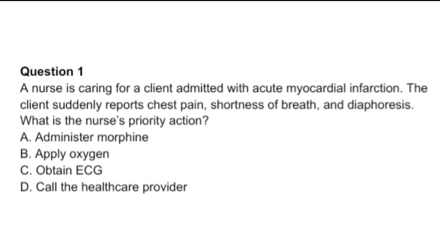Question 1. A nurse is caring for a client admitted with acute myocardial infarction. The client suddenly reports chest pain, shortness of breath, and diaphoresis. What is the nurse's priority action? A. Administer morphine. B. Apply oxygen. C. Obtain ECG. D. Call the healthcare provider.